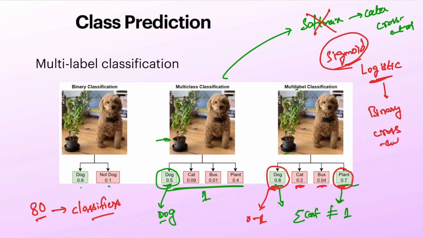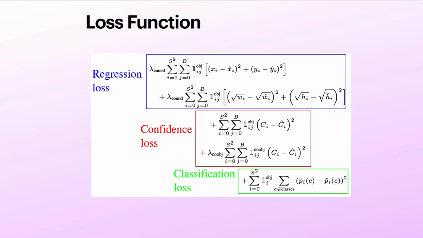So the loss function also you will modify accordingly. So this is how the class prediction happens in YOLO-V3. And let us look at the loss function difference while we are talking about the loss anyway. So we will look at the loss function, how it looks like.